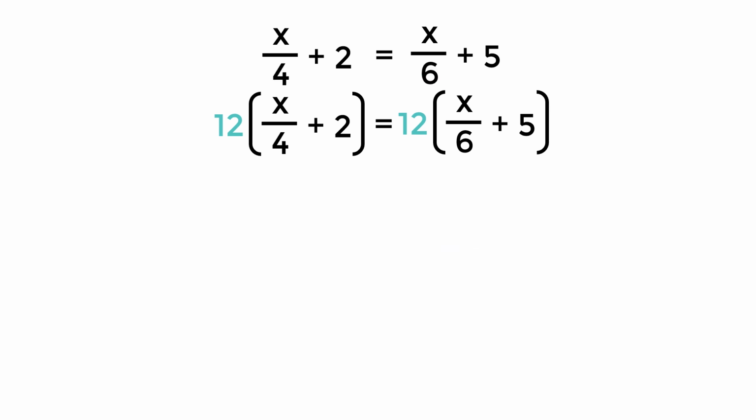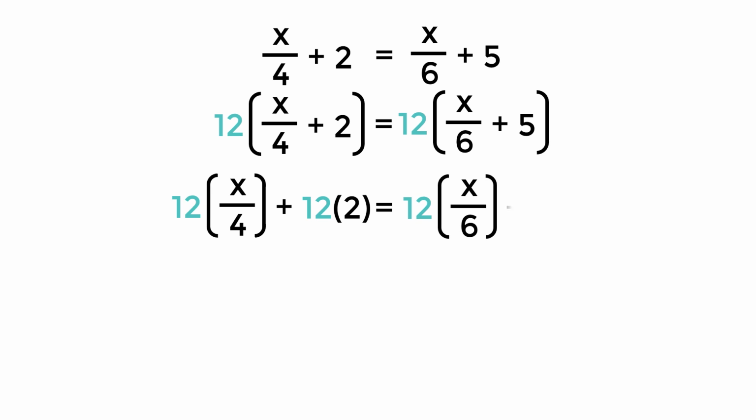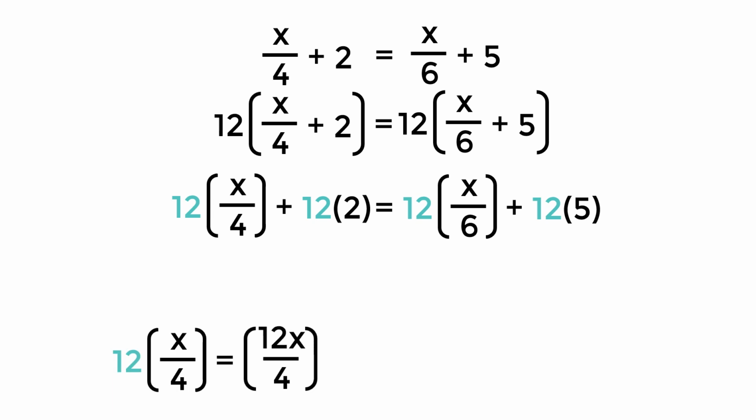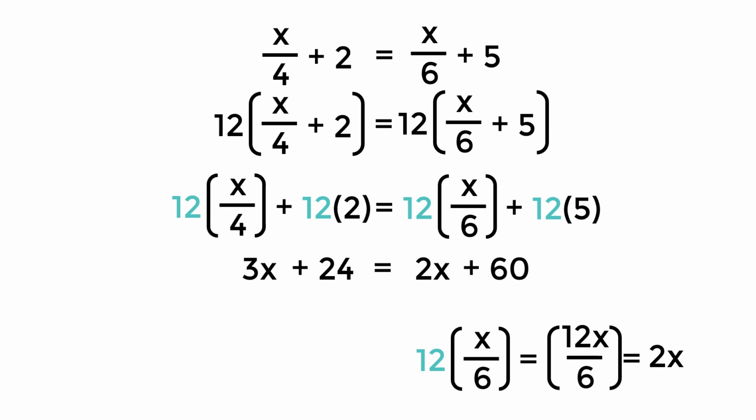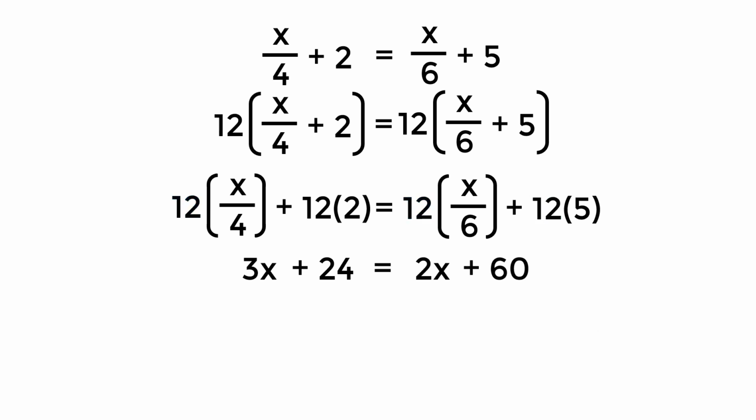Now distribute the 12 to each term. This gives 12 times x over 4 plus 12 times 2 equals 12 times x over 6 plus 12 times 5. Now simplify each term. 12 times x over 4 becomes 12x over 4, which equals 3x. So on the left, we have 3x plus 24, and 12 times x over 6 becomes 12x over 6, which equals 2x. So the right side becomes 2x plus 60. The equation becomes 3x plus 24 equals 2x plus 60.